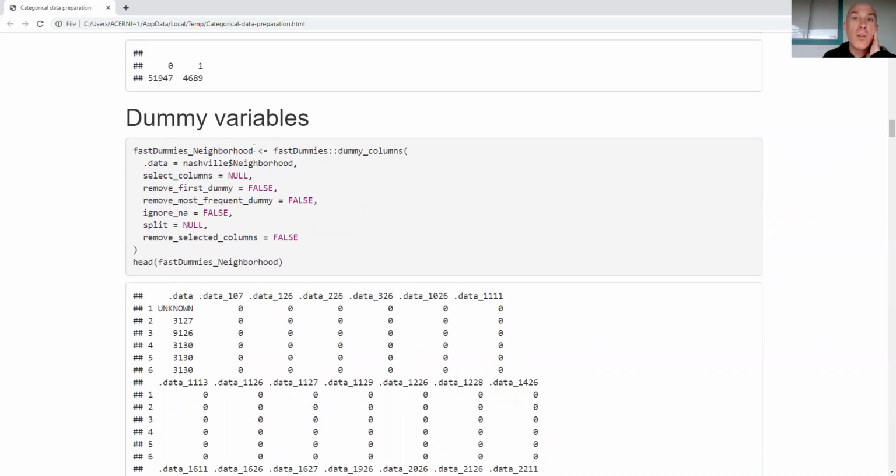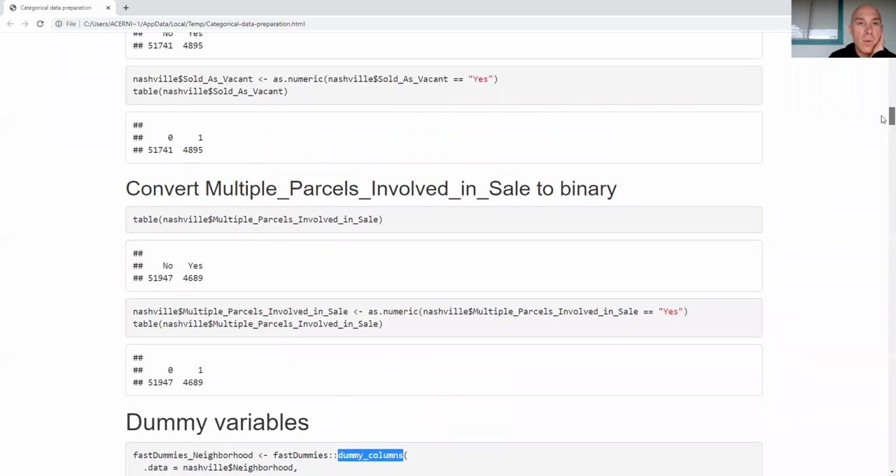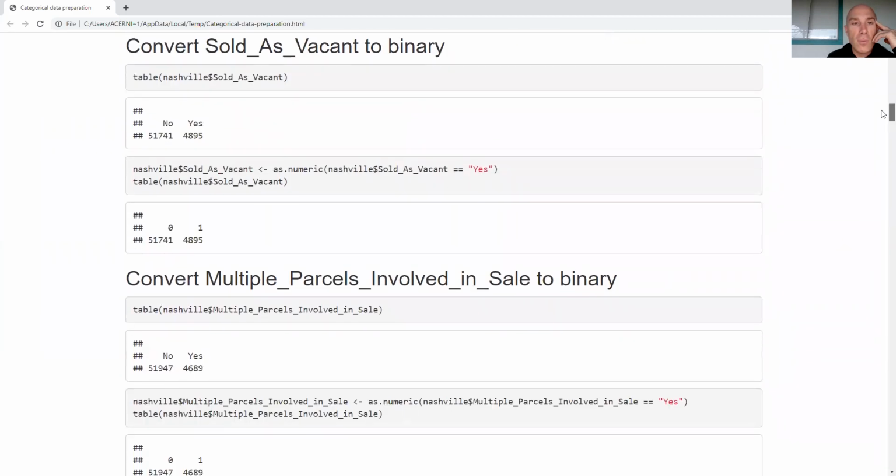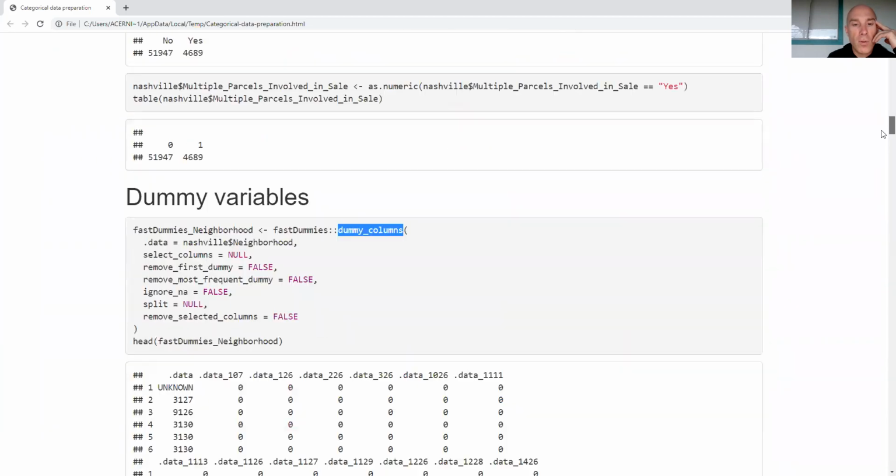Now I'm choosing neighborhood to show you why I don't like dummy variables. So I look here, okay, I'm going to use the fast dummies package. I'm going to use dummy columns, and I'm going to convert neighborhood to dummy variables. All right, so if I look here, we can see that we have a bunch of different levels, right? Like the rows 4, 5, and 6 are all in the same neighborhood. So let's look down here and see that was 3130.